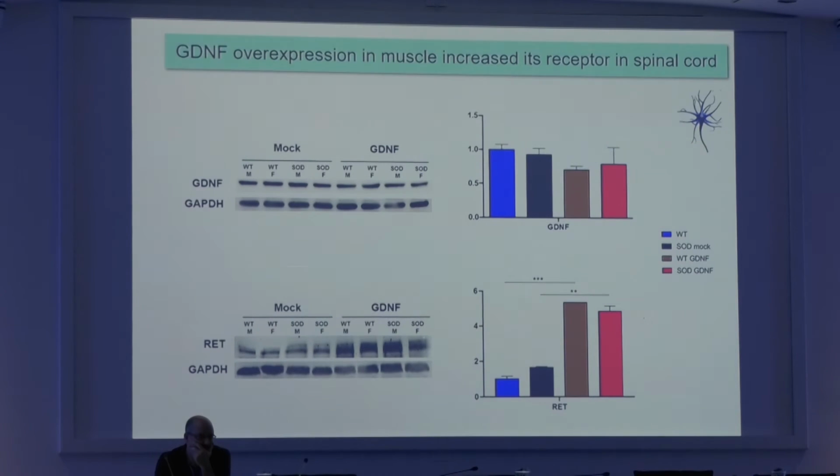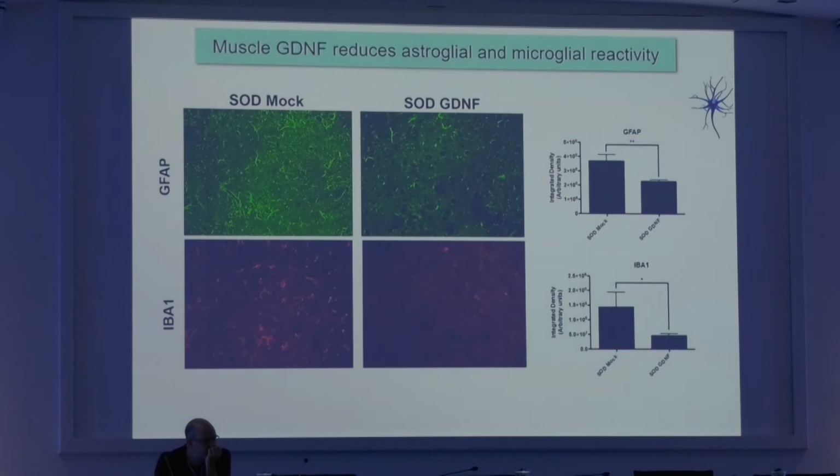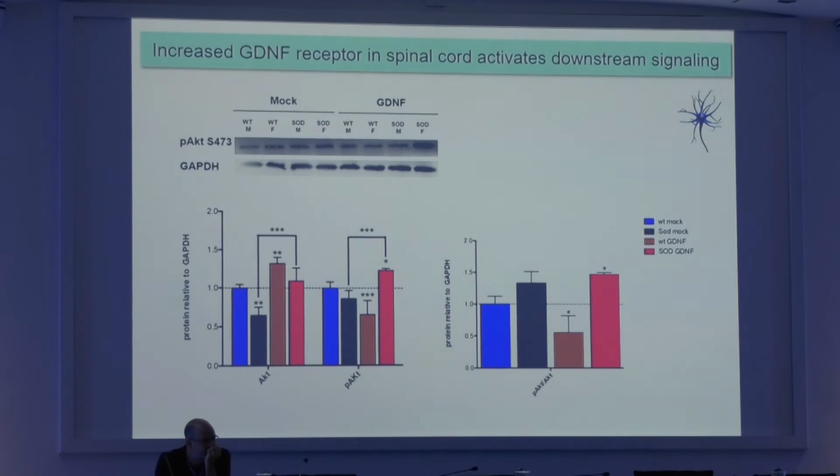We also analyzed the spinal cord of these animals, and we didn't see an increase of GDNF, as expected, because we only target the muscle, but we did see an increase in the core receptor, which is also consistent with the increase in the activation of the survival pathways.